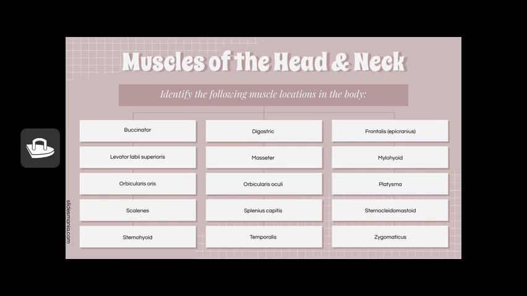So starting with the buccinator, the origin of this muscle is going to be the maxilla, and this is going to be literally right near the cheek area. And then we have the digastric muscle, and the origin of this muscle is going to be the digastric fossa of the mandible. Skipping the frontalis and moving on to the levator labii superioris, we have an origin that lies in the zygomatic process of the maxilla. And then we have the masseter.